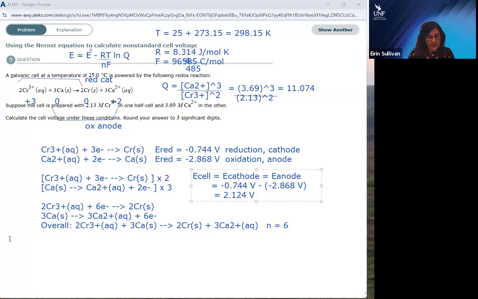So lastly, we can actually go ahead and calculate what our E cell is under the non-standard conditions, and I should be good here and give you this, right? Give you the little symbols. They're just a pain in the butt to put in, I'm going to be honest.